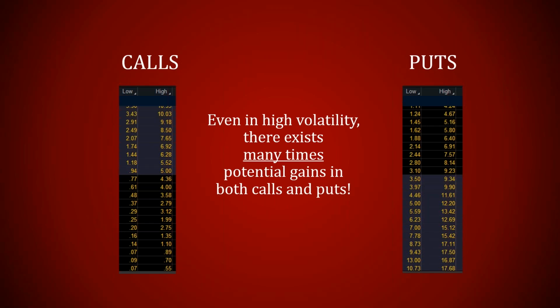I mentioned calls and puts. Even in these high volatility times, there exist many times potential gains in both calls and puts. I pulled this screenshot up from several days ago. Take a look at the lows and the highs. I look at this stuff and I just scratch my head and say, look at this. Why is anybody having any issues here trying to get 5 or 6 or 7%?